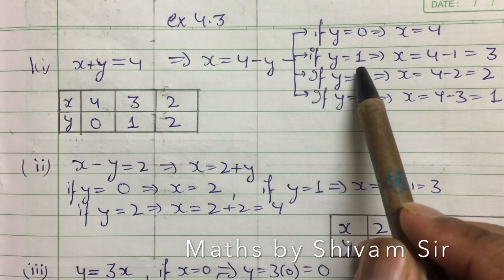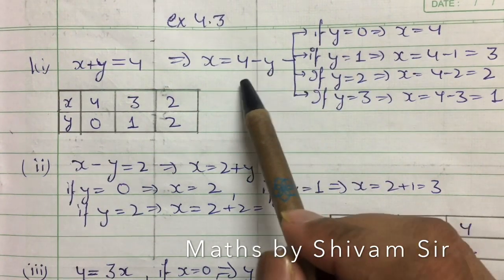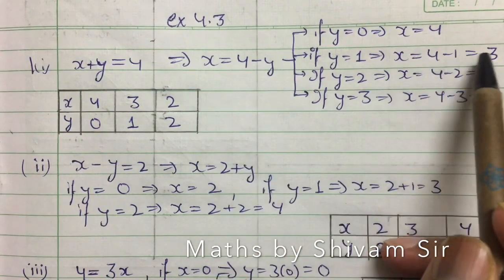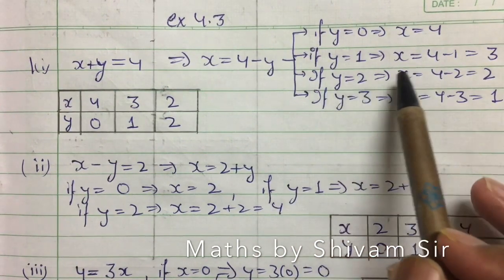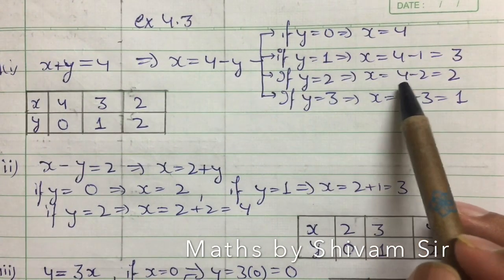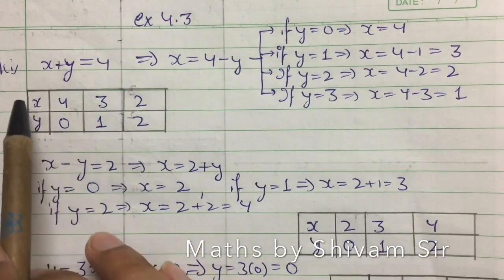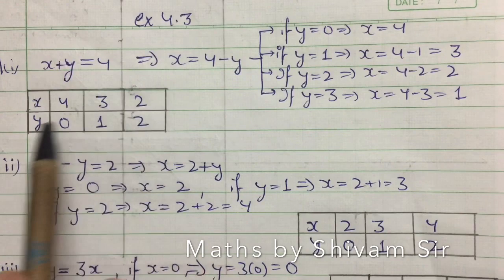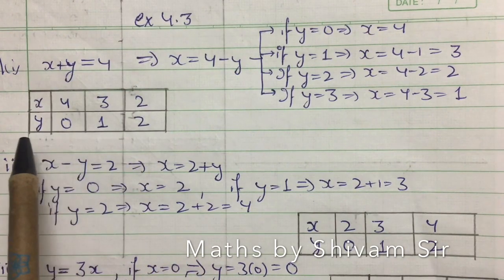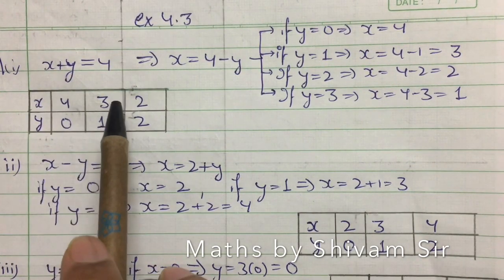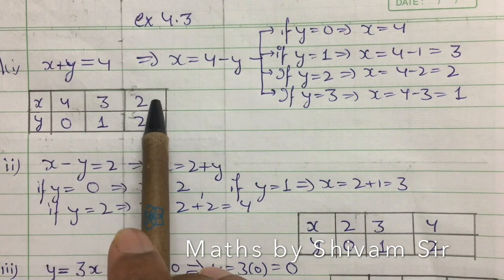If y is equal to 1, put y is equal to 1 into this, so 4 minus 1 is 3, so x is equal to 3. If y is 2, x is equal to 4 minus 2, which is 2. So here I have made a table. For different values of y we have different values of x. If y is 0, x is 4. If y is 1, x is 3. If y is 2, x is 2.